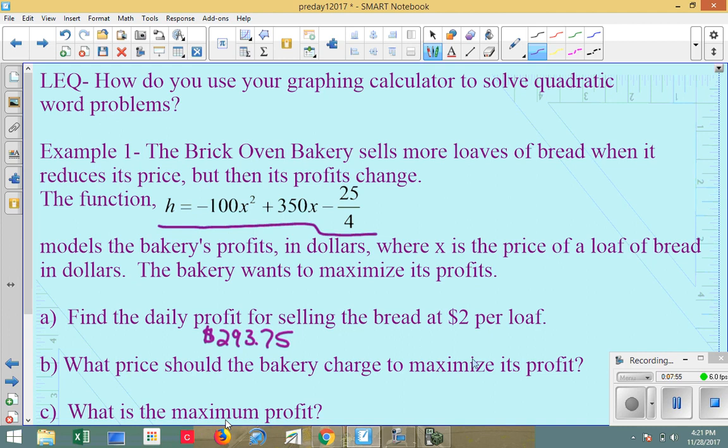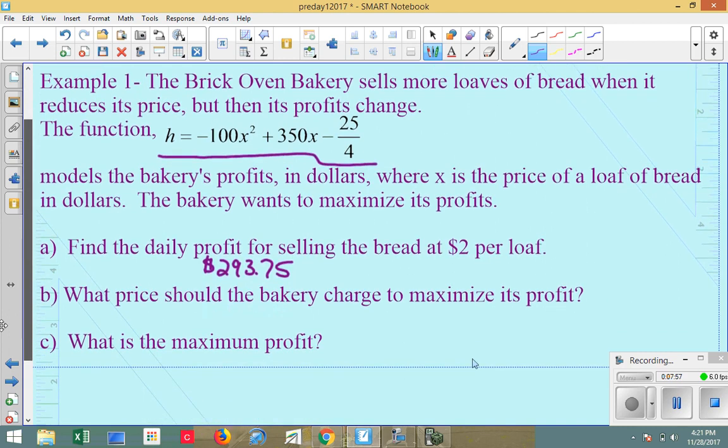The next question: what price should the bakery charge in order to maximize its profit, and what is the maximum profit? Both of those questions, if you recall, I'm looking at just a quick sketch of my graph, are referring to the vertex. That's where the maximum profit is and the price they should charge to get that maximum profit. Remember, by hand, we completed the square to get the equation into vertex form, so we knew what the vertex was. Here, we're going to use the graphing calculator feature that's going to get the vertex for us.